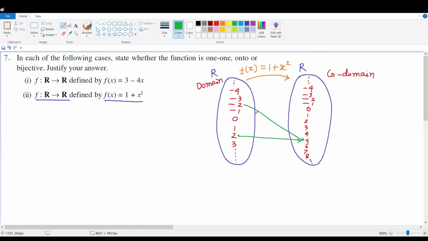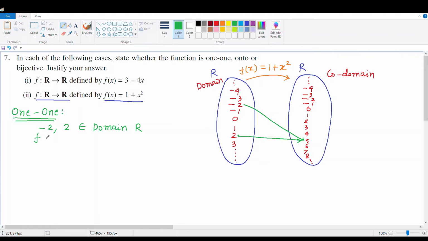As soon as we see this happening, that means we can say that it is definitely not 1-1 function. Why? Because negative 2 and 2, they both are connected to the same value in the codomain, right? So I don't need to even connect anything else. I can just start writing 1-1, and since it is not 1-1, we just need to show the counter example. So negative 2 comma 2, both belong to domain R.